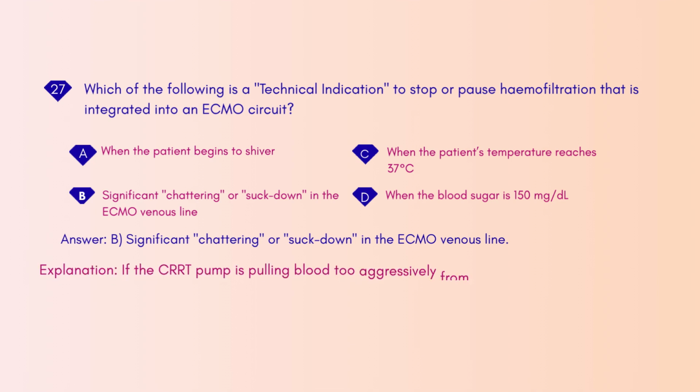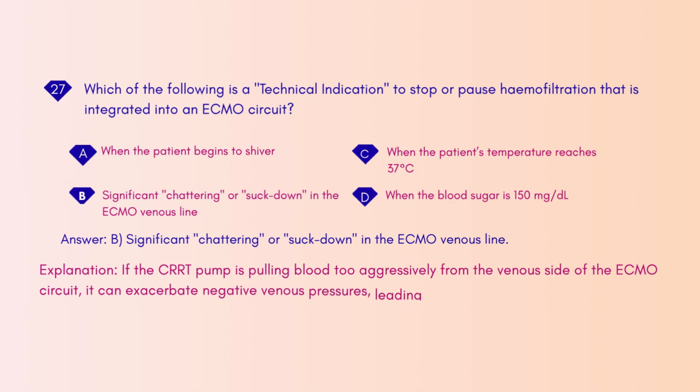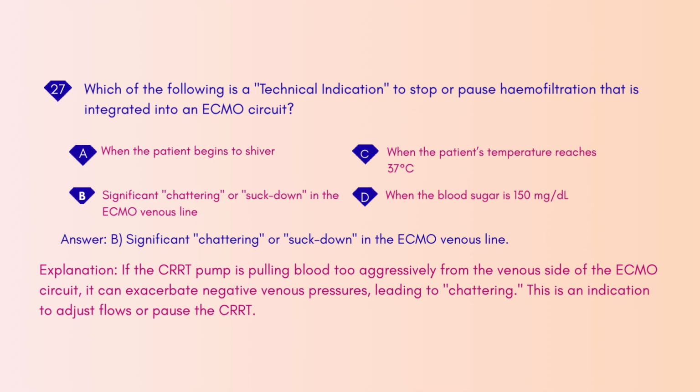Explanation: If the CRRT pump is pulling blood too aggressively from the venous side of the ECMO circuit, it can exacerbate negative venous pressures, leading to chattering. This is an indication to adjust flows or pause the CRRT.